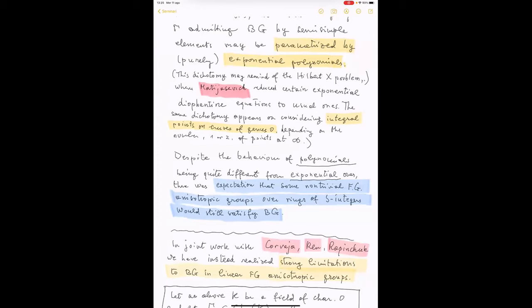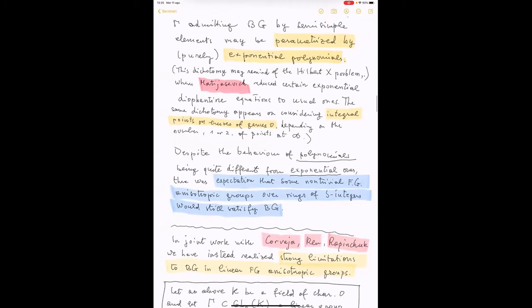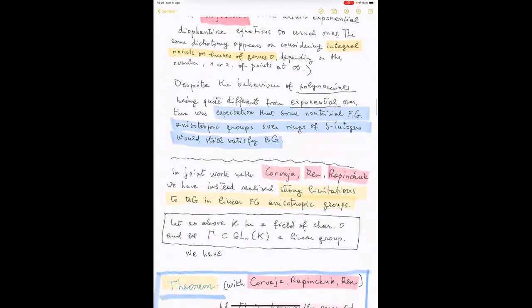And let me recall, for instance, Matiyasevich, in the solution of Hilbert's problem, reduced certain purely exponential Diophantine equations to usual ones. And the same dichotomy appears on considering integral points on curves of genus 0, for instance. If the number of points at infinity is 1, then we get integral points with polynomials. And if the number of points at infinity is 2, then we may get integral points by exponential polynomials. And similarly in higher dimensions.